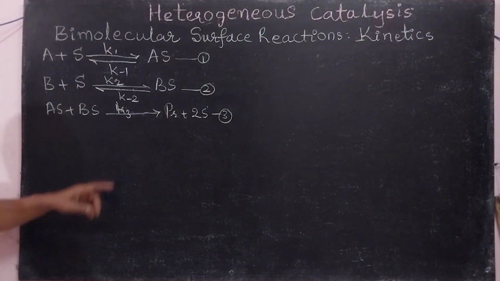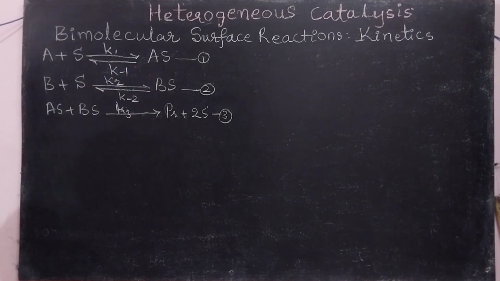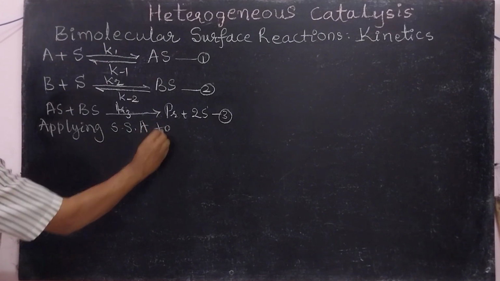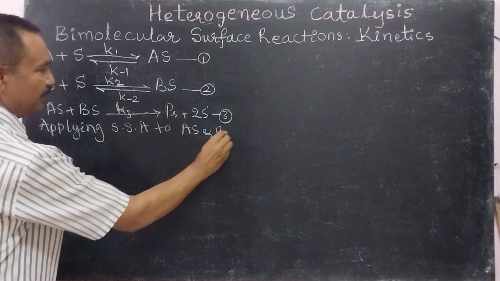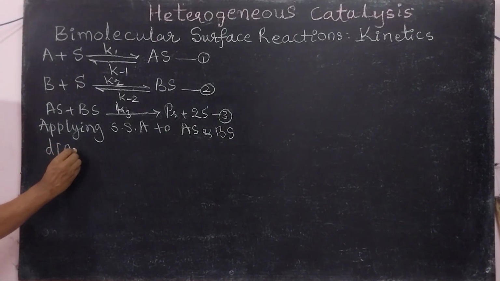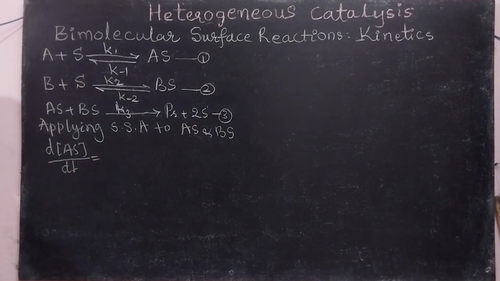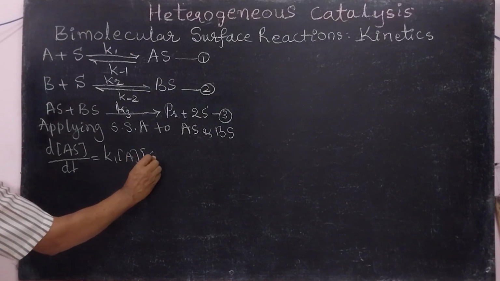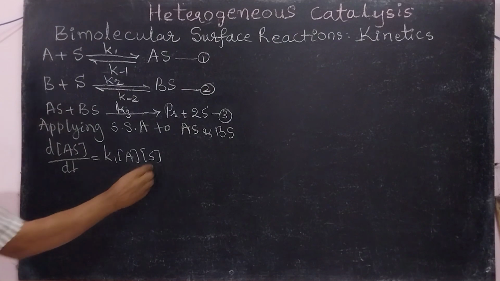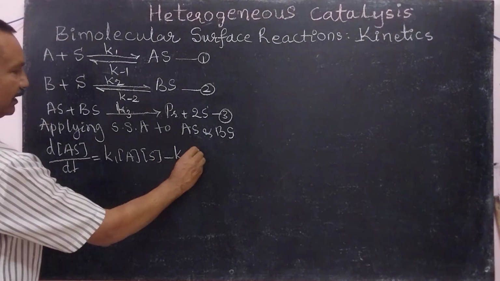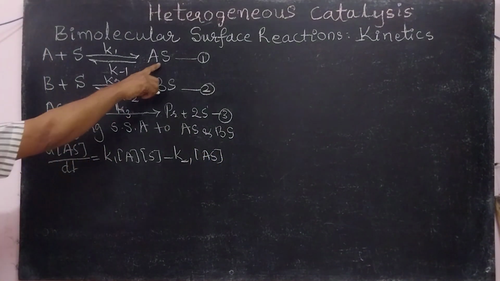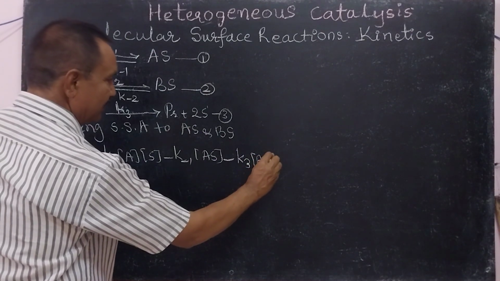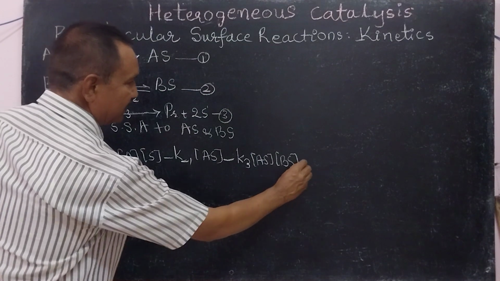Now we can apply the steady state principle to the intermediate complexes AS and BS. Applying the steady state approximation to AS, we get d[AS]/dt equal to: AS is formed by this reaction, that is K1 into concentration of A into concentration of S, and AS decomposes back by this reaction, that is rate constant K minus 1 and concentration of AS, and this intermediate complex reacts with BS to give the product, that is K3 into concentration of AS and concentration of BS. This is equal to 0.